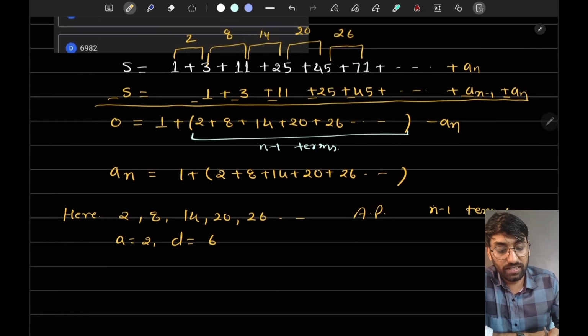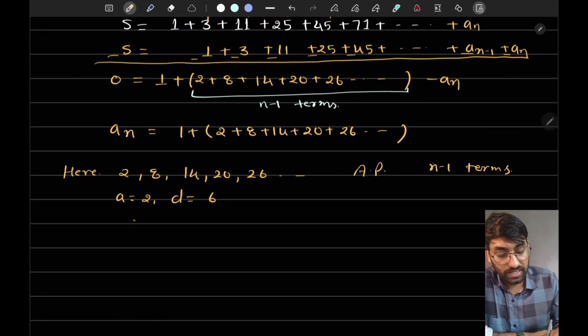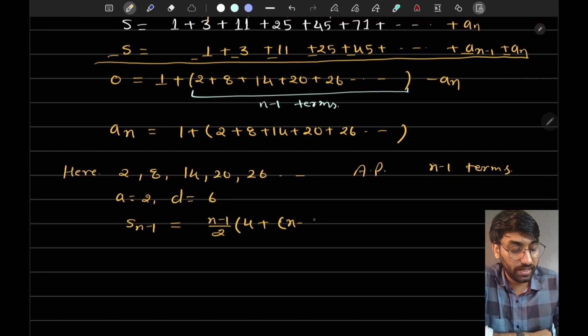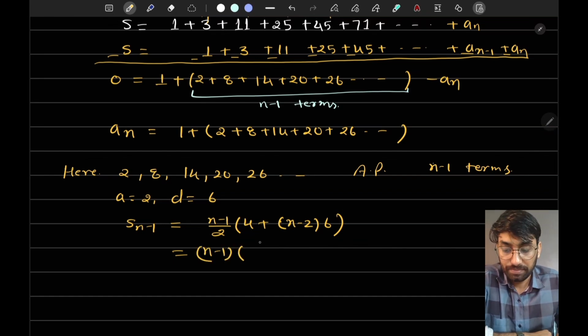So S_(n minus 1) will be, in this case, (n minus 1) by 2 into (2a plus (n minus 1 minus 1) times d). 2a means 4, and n minus 1 minus 1 gives n minus 2, so n minus 2 times 6. Now I will take 2 common and cancel it out. So n minus 1 times, here I will get 2 plus (n minus 2) times 3.